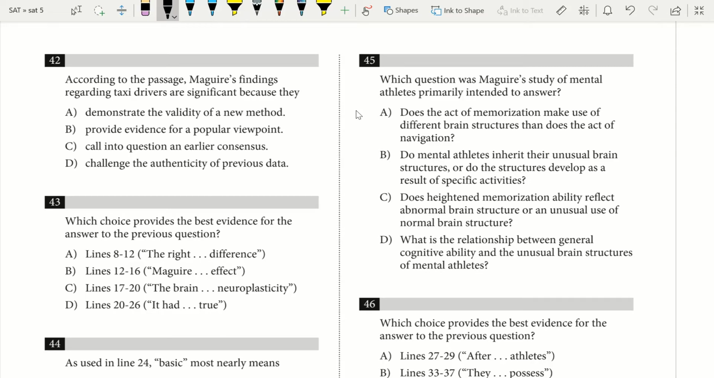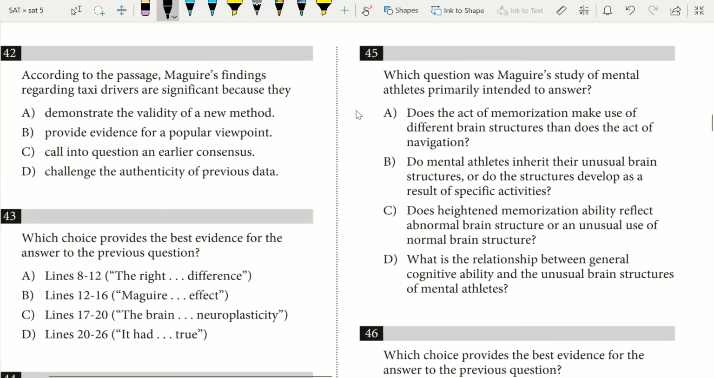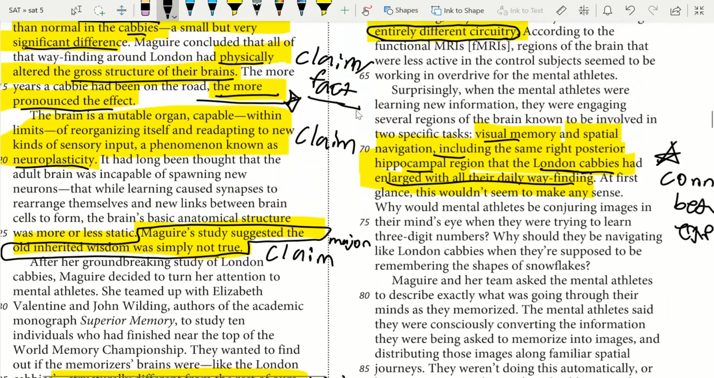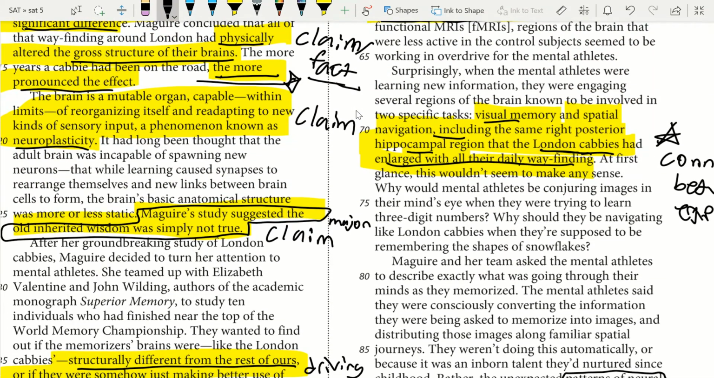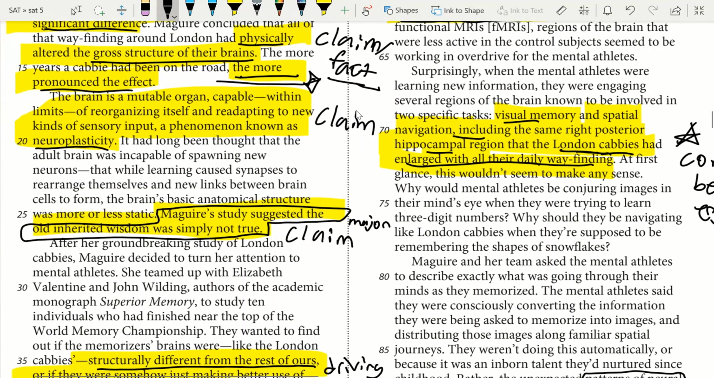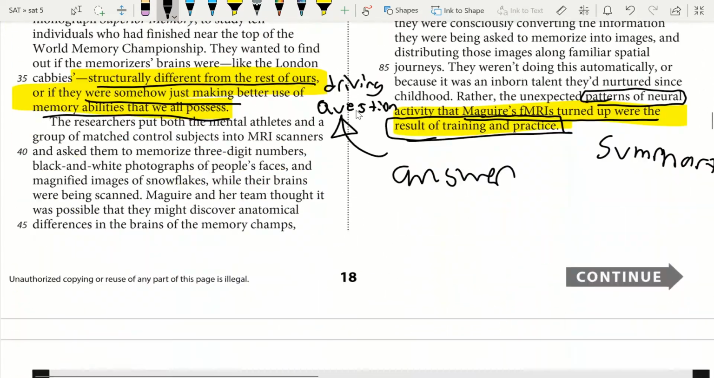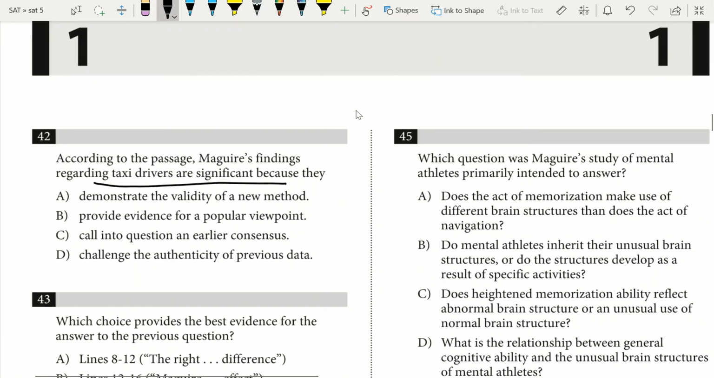So we have, according to the passage, McGuire's findings regarding taxi drivers are significant because they what? Well, the whole point of her seeing these taxi drivers, and I think we highlighted this as well, is that it's challenging that old inherited wisdom, right? We used to think that the brain was not capable of changing its anatomical structure at an adult age, okay? But we see that according to this study with these cab drivers, that's not true. So it's changing that long-held belief.